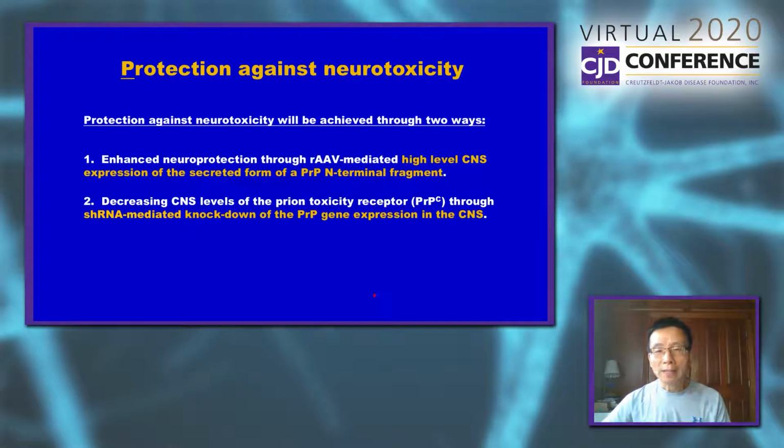So in terms of protection against neurotoxicity, it will be done in two ways. One, we achieve that through recombinant AAV-mediated high-level central nervous system expression of the secreted form of the PrPC N-terminal fragment. And second, it can also be achieved through siRNA-mediated knockdown of the PrPC gene expression, because this will reduce the PrPC level. The PrPC not only is the substrate, but also is a mediator for prion toxicity.